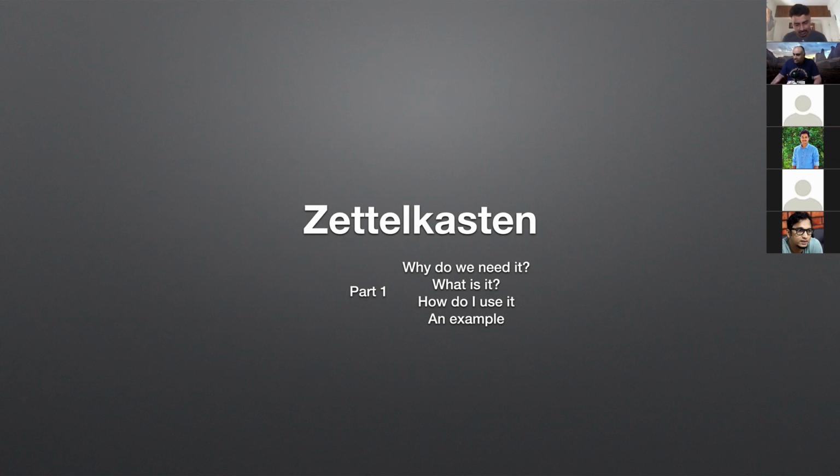The first part is mostly going to be theory, and then I'll show an example of how I have been using Zettelkasten. And then there will be a follow up session where I will show how to configure the various tools to make Zettelkasten more accessible for all of us.